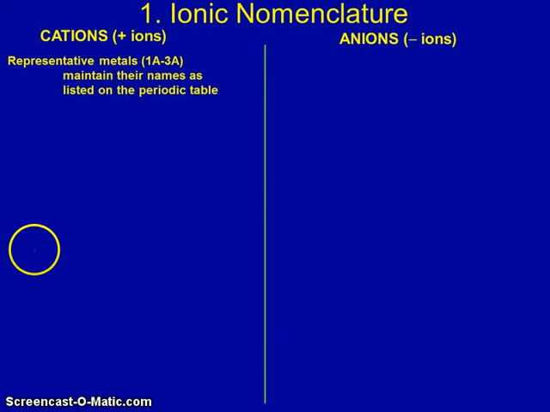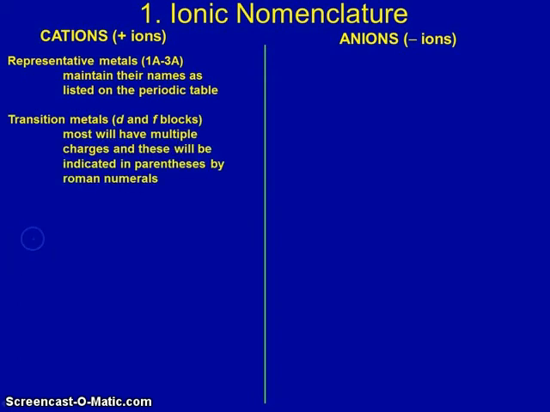For example, if sodium loses its 1 electron to become Na+, that is going to have the name sodium ion. It's not going to have any shifts in its name. We can also have transition metals form cations. These are your D and F block atoms, and they will have multiple charges, and those will have to be indicated in their names with parentheses and Roman numerals.